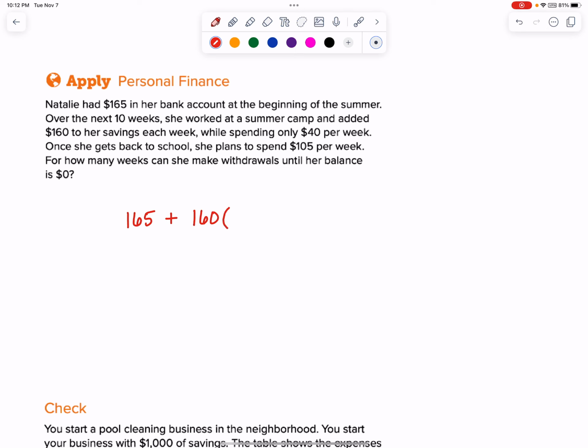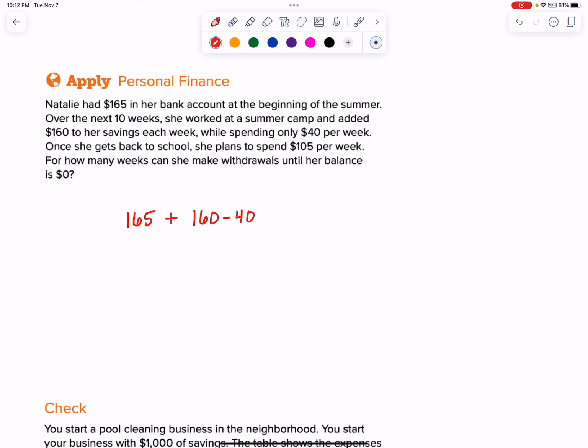Each means multiplication, so that's why I'm doing times 10. Okay, and then it says, while spending only 40 per week. Now that I have that information, I can actually change that. So she earned 160 and spent 40. So wouldn't that be minus 40?